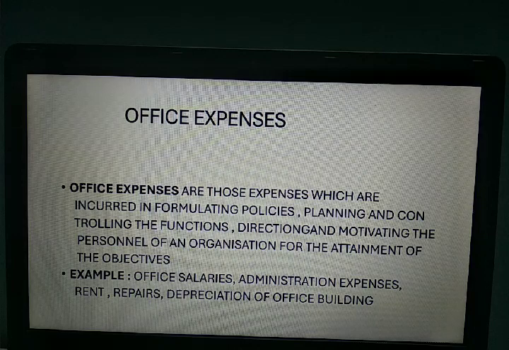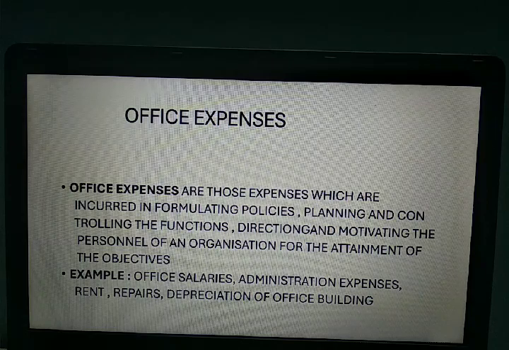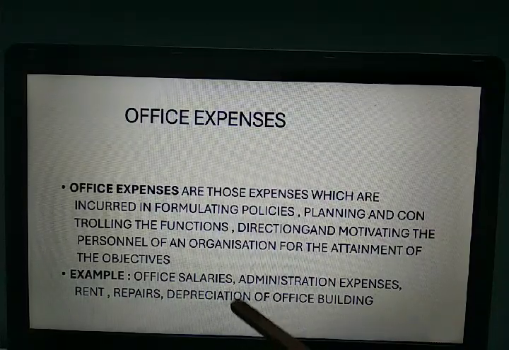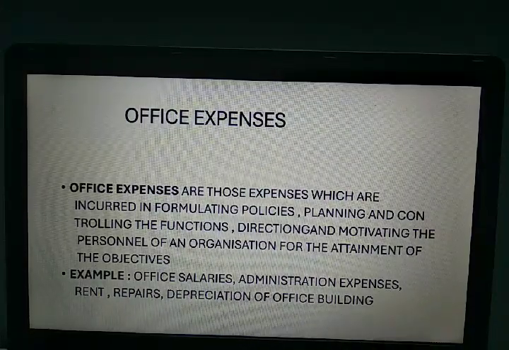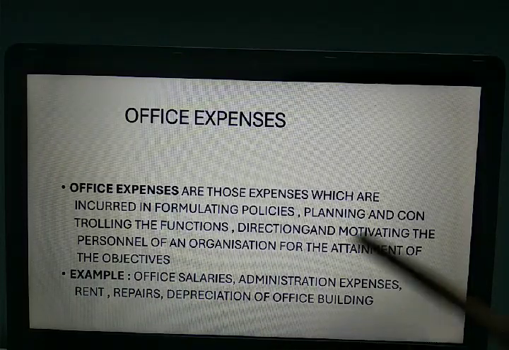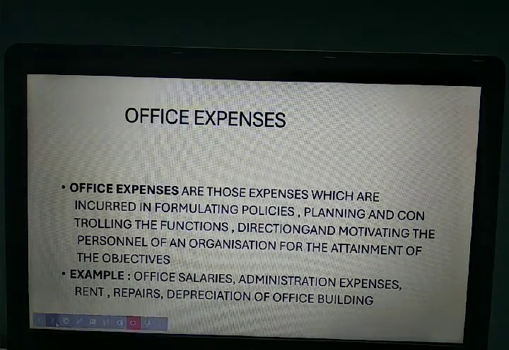Suppose your administration department is not there, or your personnel department is not there, who will give the staff members? If your accounts personnel is not there, or your storekeeper is not there, who will do that work? So all these related works they will be doing. So which are those office expenses? There are office salaries, administration expenses, rent, repairs, depreciation of office building. So these expenses all relate to office expenses, right?